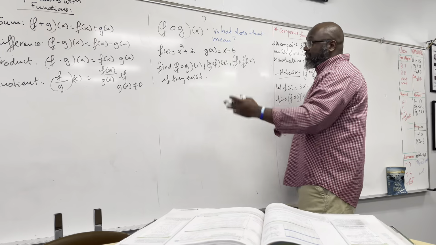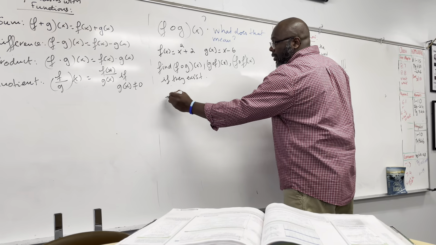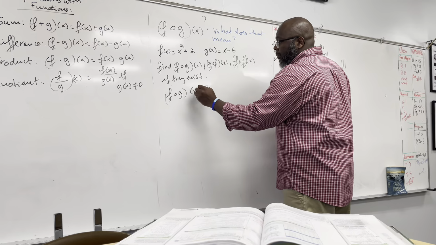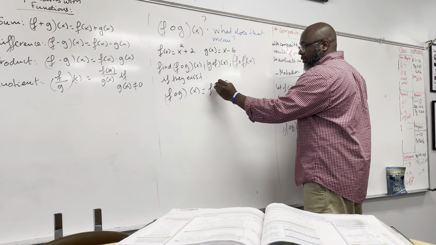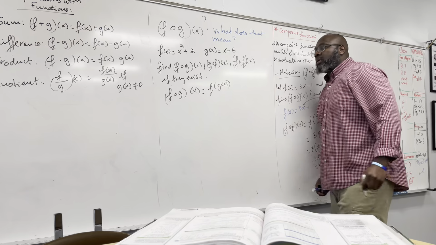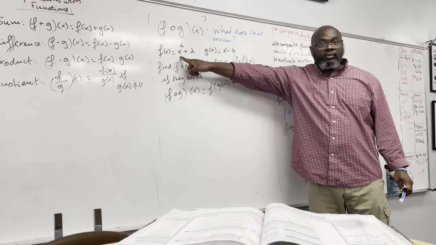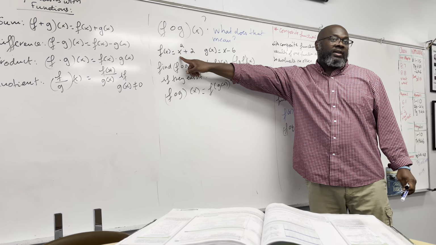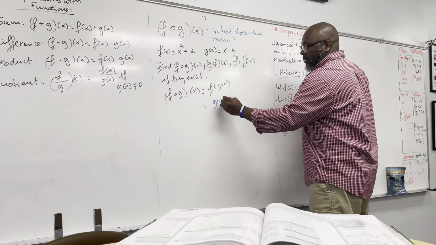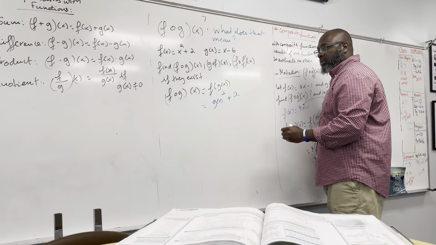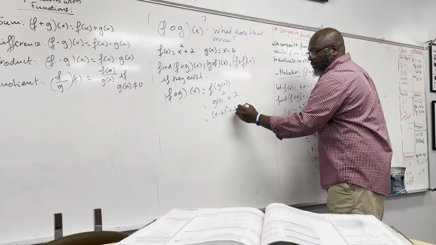So now I want to find f circle g of x, right? Basically, this is f of g of x. That's what I'm finding. So what I'm doing now is taking g of x and replacing it in f. That's all I'm doing, and then I'm finding the domain of that function. So that's going to be g of x squared plus 2, which is x minus 6 squared plus 2, right?